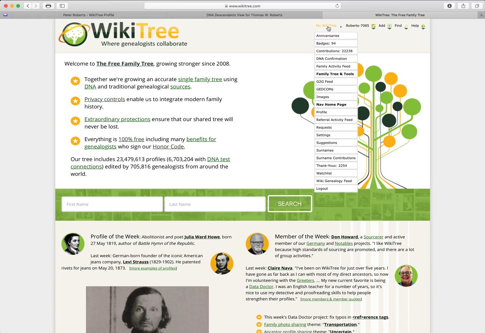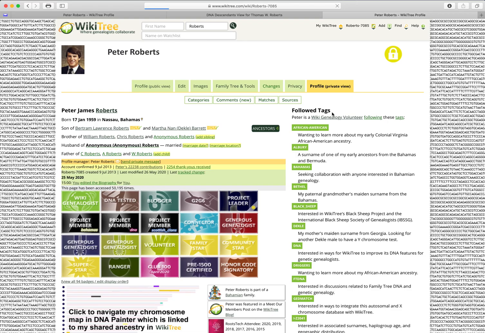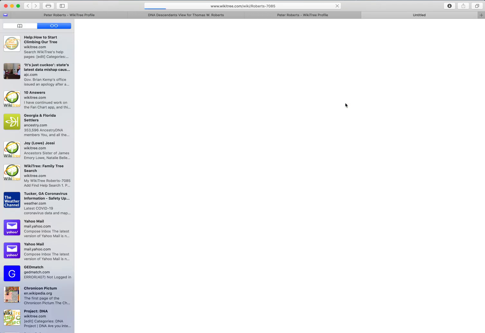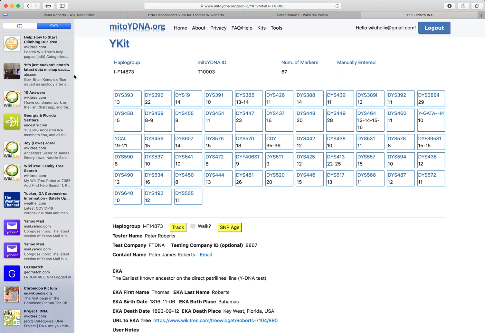If I go to my profile, under my test information, I can see that I've done a Y-DNA test, and I've done a mitochondrial test. I can click on a mitoYDNA ID, and it goes out to mitoYDNA, and it shows me my 67 marker results, also shows me my haplogroup, and it provides a link to the web address for my earliest known ancestor. It's actually a descendant chart.